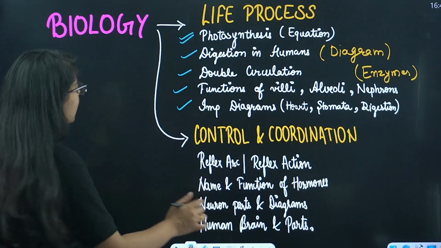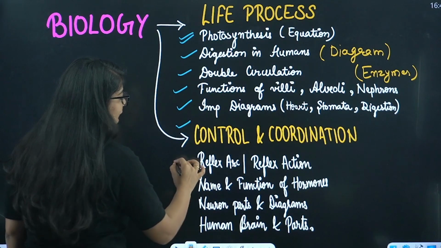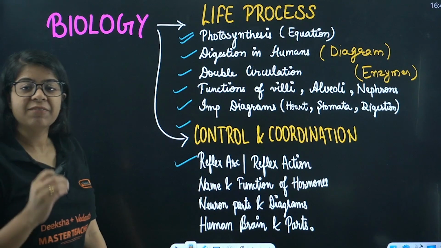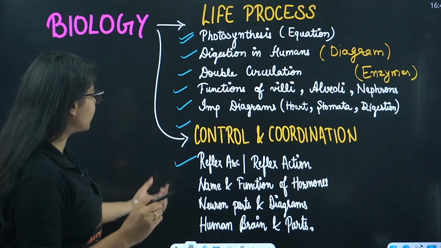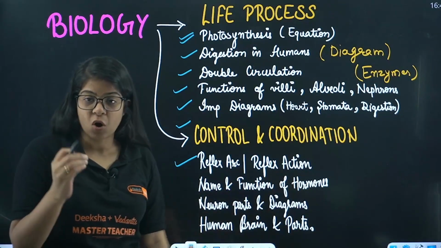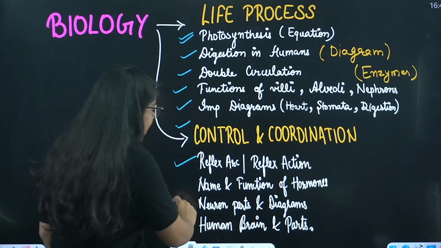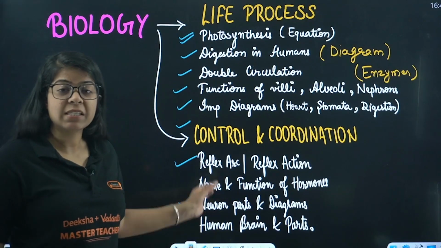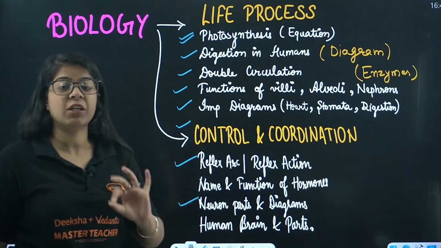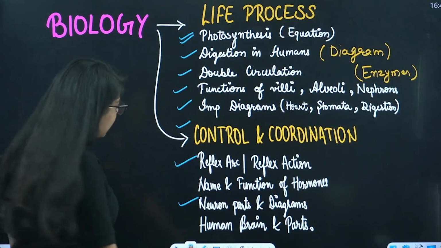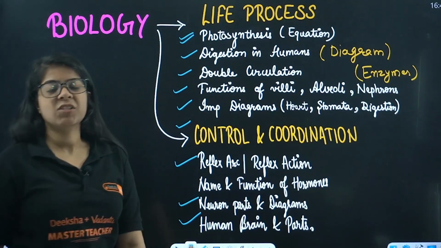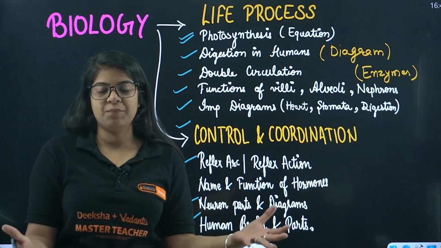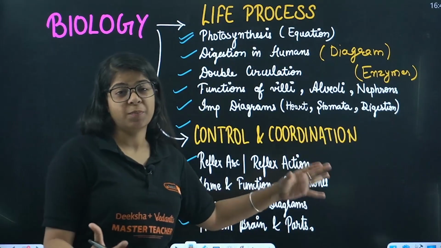Then beta, coming to control and coordination, we have reflex arc and reflex action. Moving on from there, we have names and functions of hormones, very important. Then we have neuron paths and diagrams. This diagram is really important along with the labeling. Then we have the human brain and its parts, the whole nervous system. So these are some of the important topics of biology.